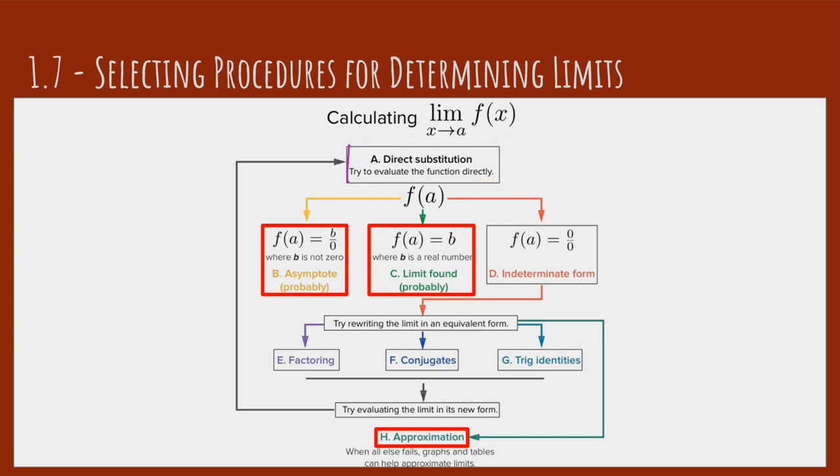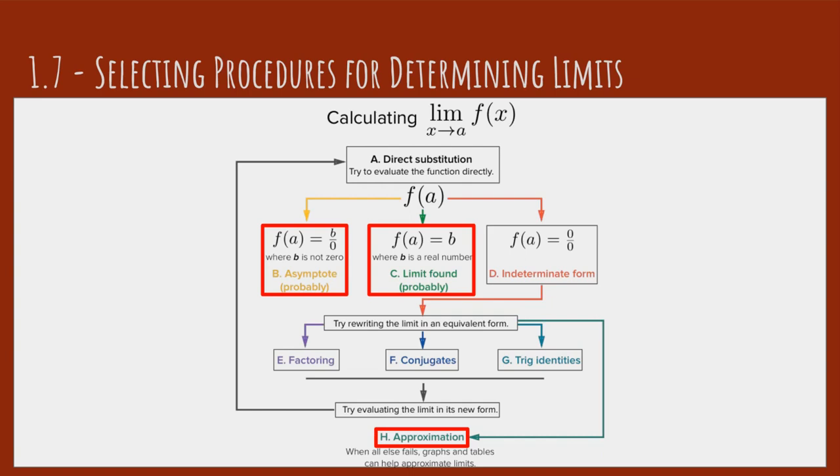When we do that, we're going to have one of three things happen. One of them is probably the best case scenario: we just get a number. So we plug the value that x is approaching into f of x, and we get a number. That's our answer. If we don't get a number, it's going to be because we got zero in the denominator. And if you haven't had a chance to yet, watch my video on that, where we're selecting procedures for determining limits where zero's in the denominator.